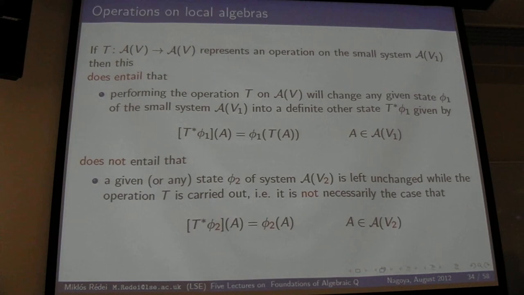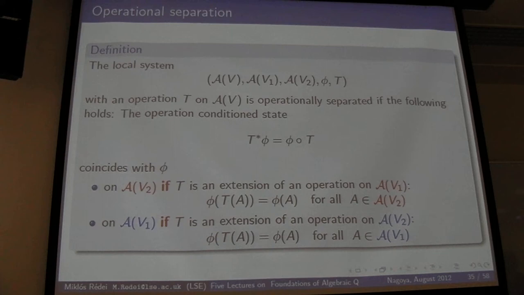You see that? So again, you have a large system and you have an operation on the large system which represents an operation which was carried out here. Now, the operation on the large system changes the large system state. It changes the small system state, all right, but it changes the large system state as well. And you can ask the question whether the large system state restricted to that system has changed from what it was before the operation was carried out. And you cannot expect necessarily that that is not a change. That is to say that that operation did not change the state of that system. But if it is the case, then you say that that local system was operationally separated.